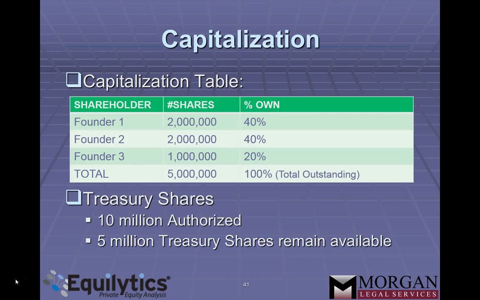What's left in our treasury? We had 10 million authorized. We've issued 5 million, so we have 5 million in the treasury remaining available.